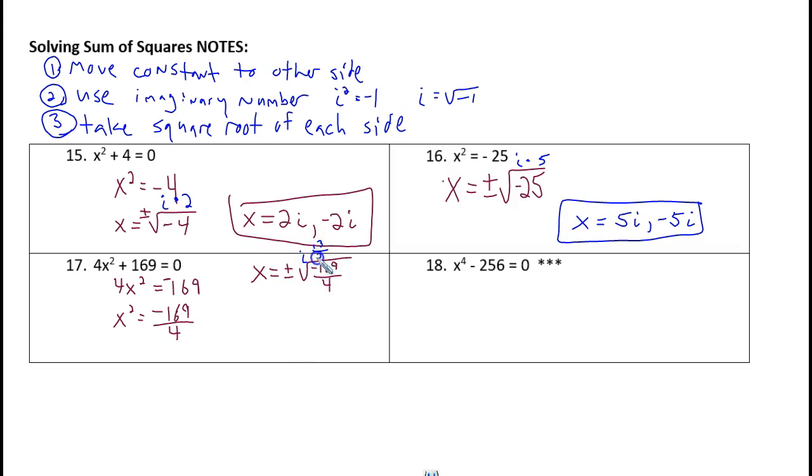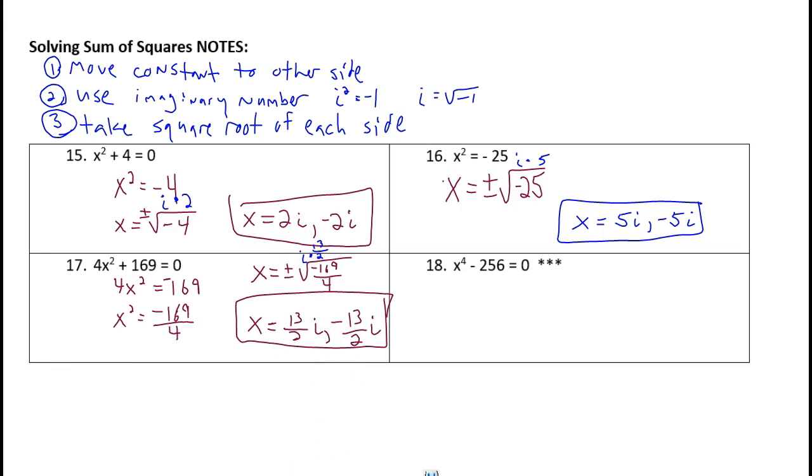The square root of 4 is 2. So when you have a fraction that's all under the square root, you want to take the square root of the top and the bottom. So I've got i times 13 over 2. Well, we'll just rewrite that as positive 13 over 2, i, put the i second, and negative 13 over 2, i. So we get both of those solutions listed out. We want to take the square root of the top and the bottom, and the negative is going to come out as the imaginary number i.